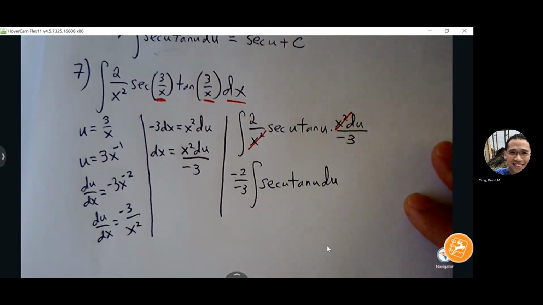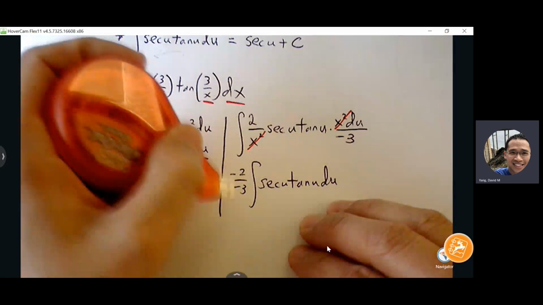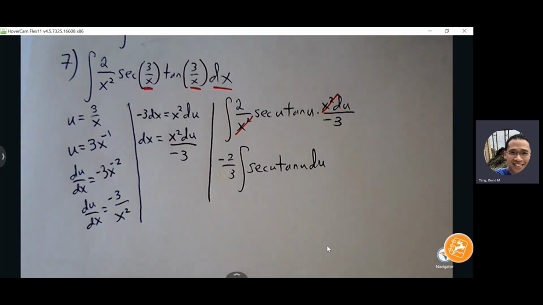Yes. Oh, sorry. I meant to just make one of them negative. I didn't mean to bring that negative down. Yeah, so just be negative either with the 2 or the 3, but not both. Okay, so it's just -2 over 3.